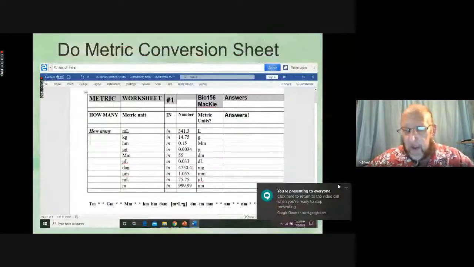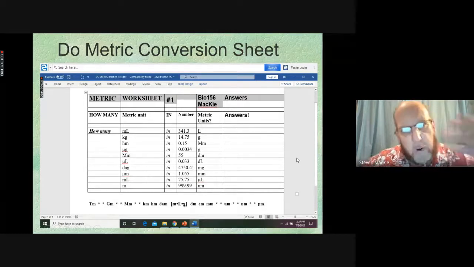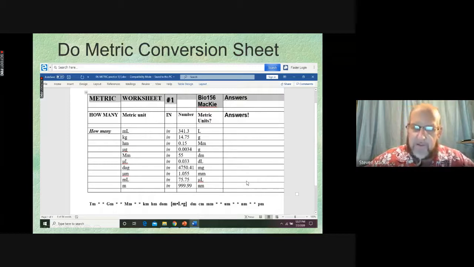This document is written up here: Metric Practice. It's a metric practice worksheet. I've provided this for you for practice, and my advice is that you work on this sheet as practice. Down here is the scale with everything in it, from trillion to trillionth. You just go ahead and fill the worksheet in.